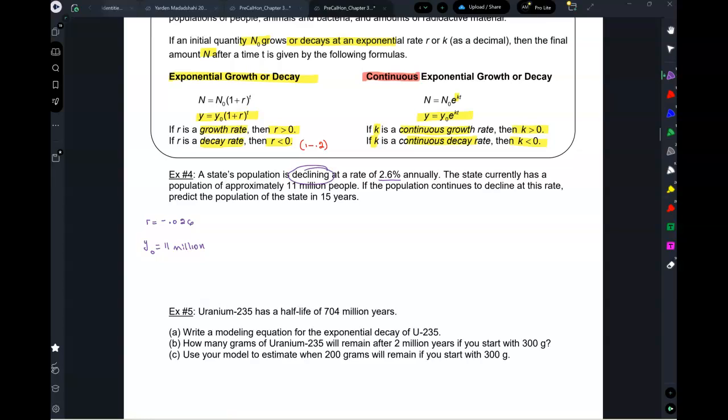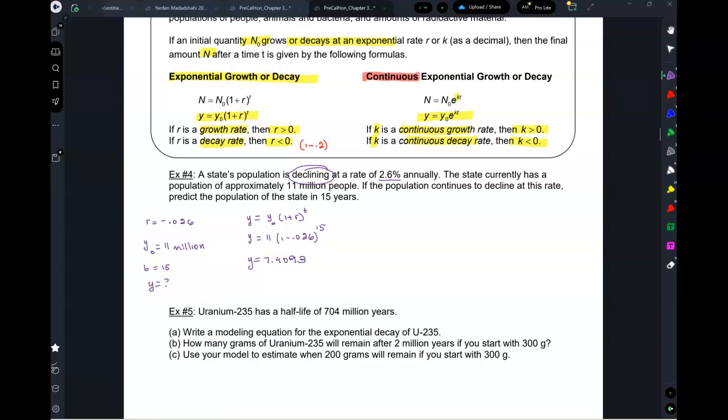Predict the population of the state in 15 years. So if T is 15, we want to find what Y is, right? So this is fixed, right? Not continuous. So we're going to use this equation. Y equals Y naught, 1 plus R to the power of T. Y equals 11. I'm not going to put all the zeros for million, right? We know that this is in terms of millions. 1 minus 0.026 to the power of 15. We all know how to plug this into the calculator.